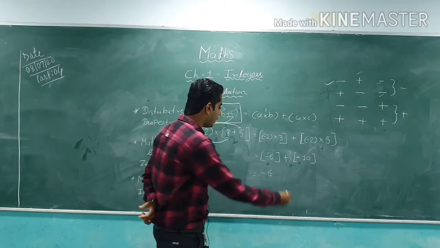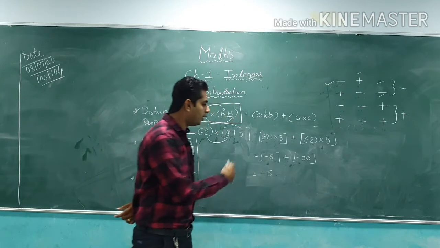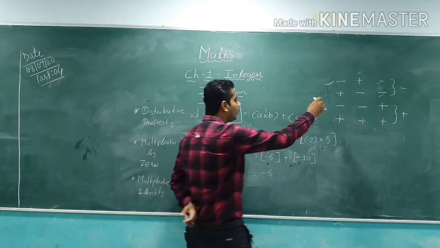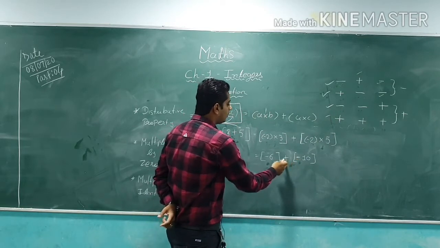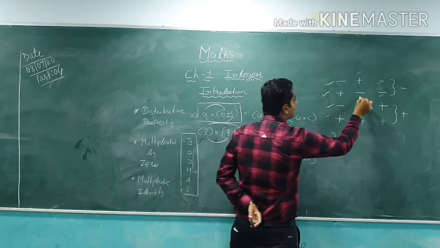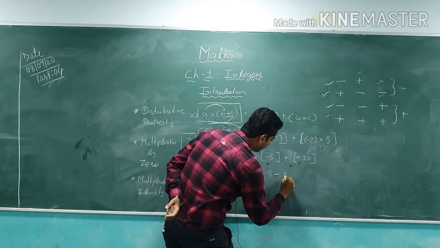What sign should I put here? Either plus or minus. What should I put here? So for that again you have to follow these rules. So for that minus plus or plus minus again minus, so put minus and 10.